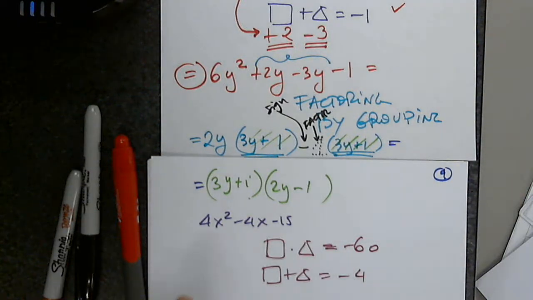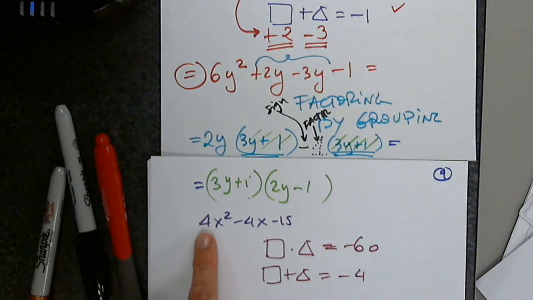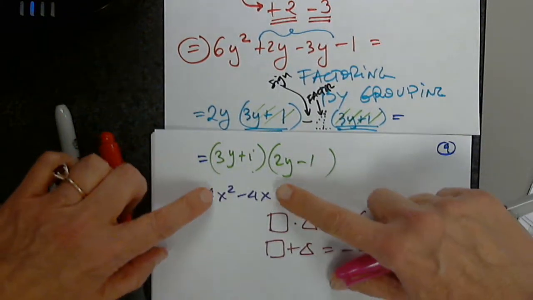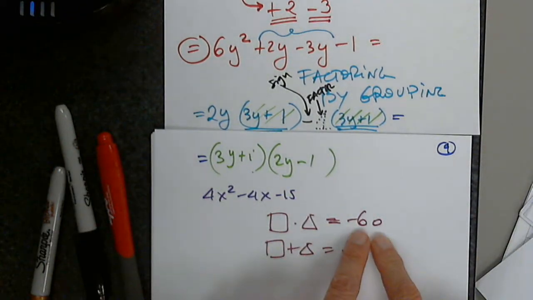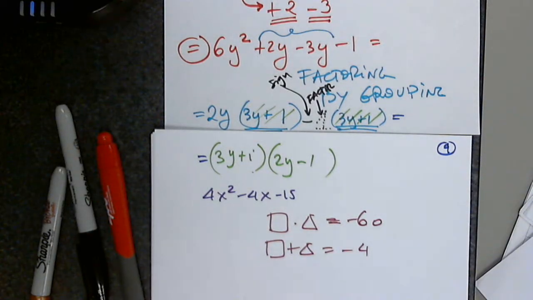So it's in descending order, no greatest common factor, no negative leading coefficient, no special product. Negative 15 is not a perfect square, and 1 is not the leading coefficient. So I have no choice but to multiply these two numbers and get negative 60, and then the sum never changes. Can I find two numbers whose product is negative 60 and whose sum is negative 4?